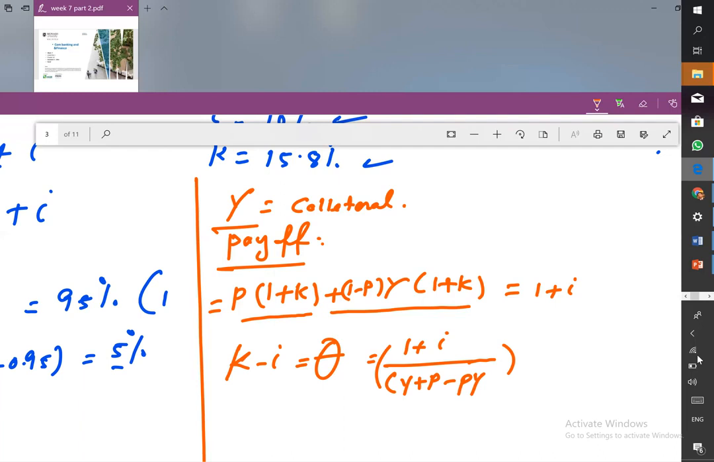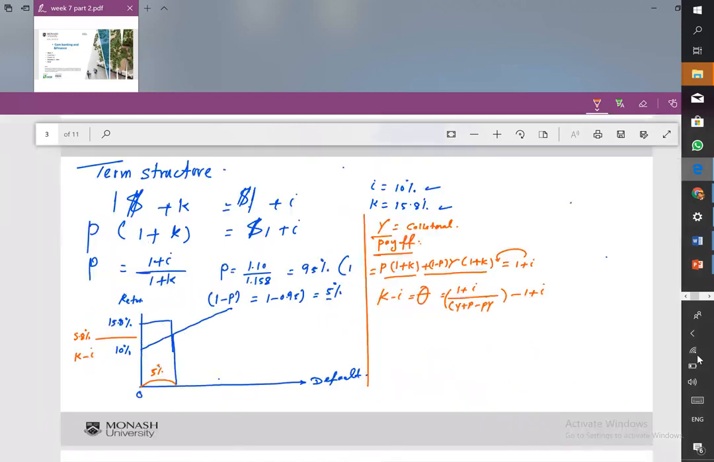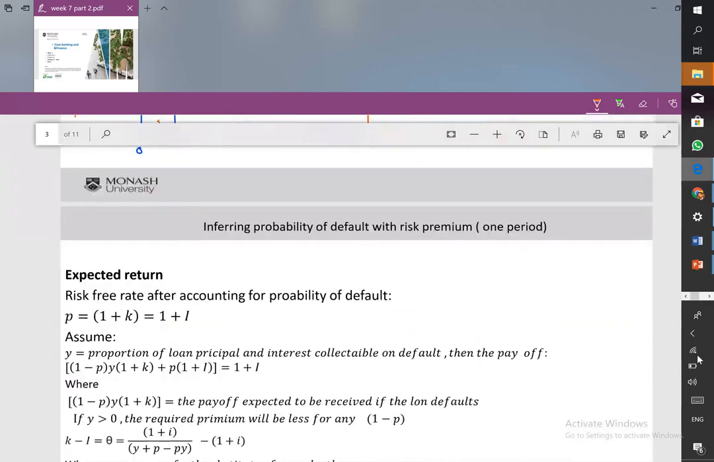If you subtract it from the 1 plus I, well, it's not that you subtract it, you just bring this amount here. So 1 plus I, this is 1 plus K minus 1 plus I. It should give you the premium. This is the whole story behind it, and if we understand it from this perspective, we will be very happy. When I explain it to you here, it's very easy.